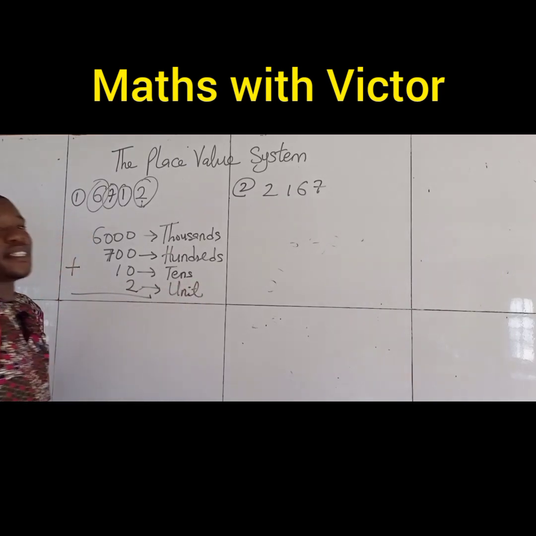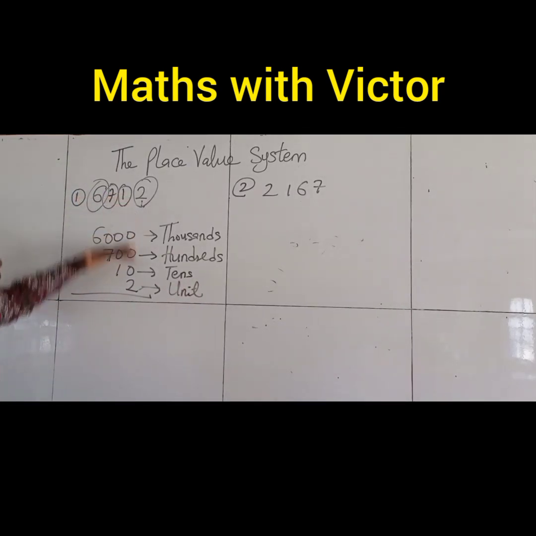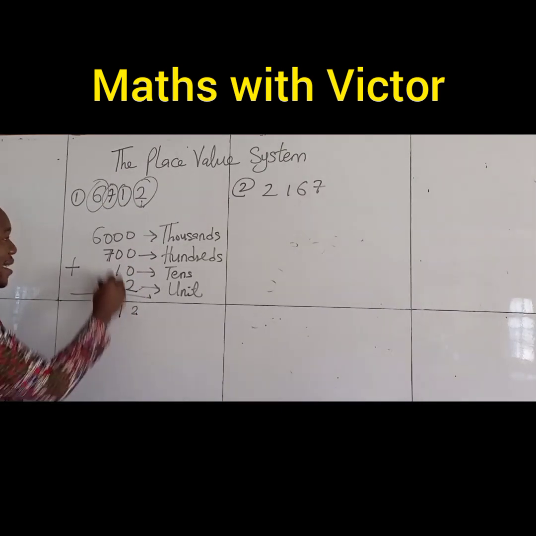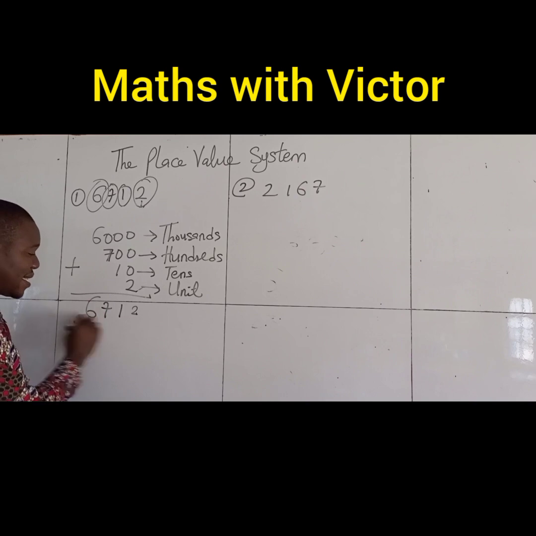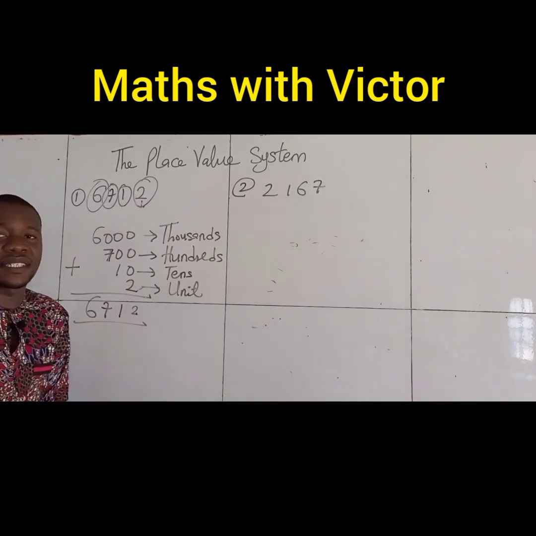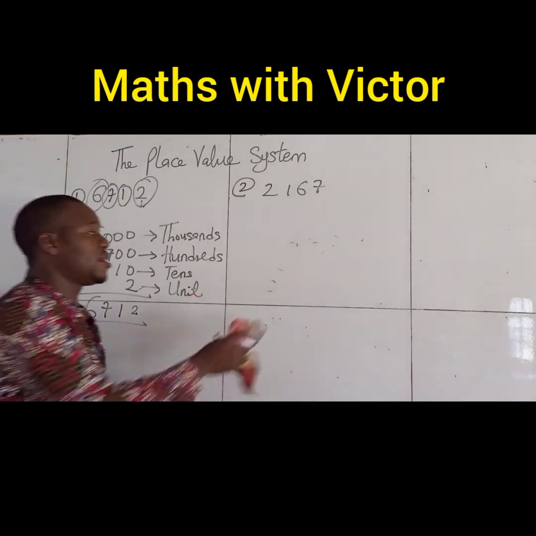So we can see that these numbers can be split out in their different place values, and you will have 6,000, 700, 10, and 2 is 12. So we can add them together, 6,712, which is still the same as this, place value system. So we can look at the values of these numbers.